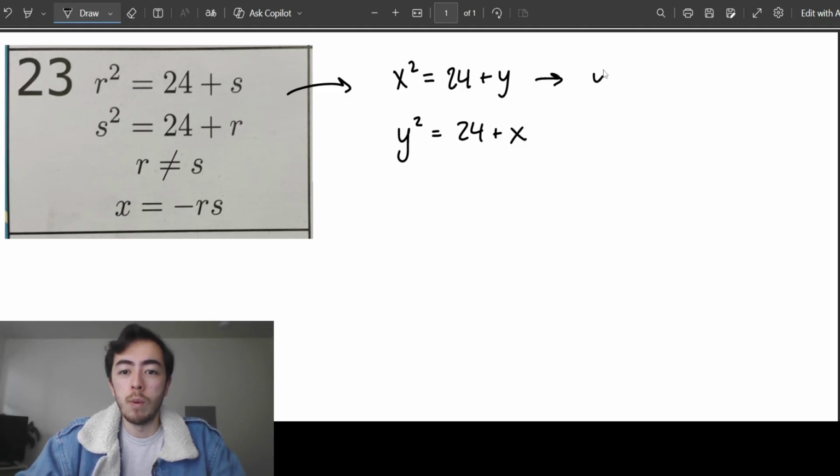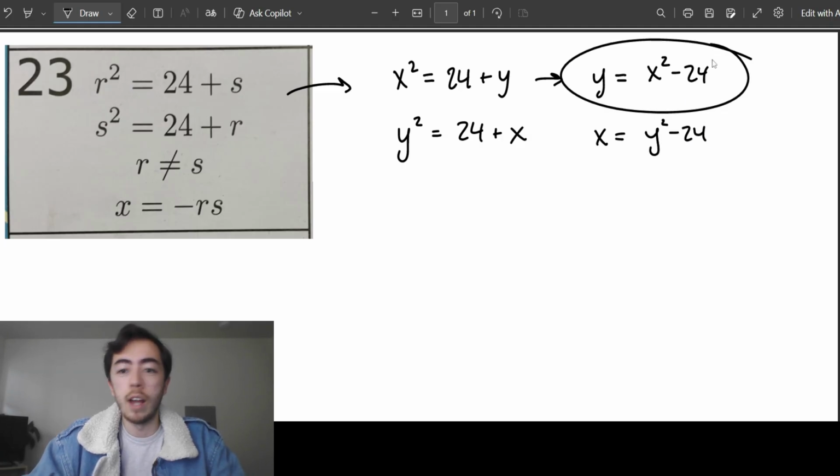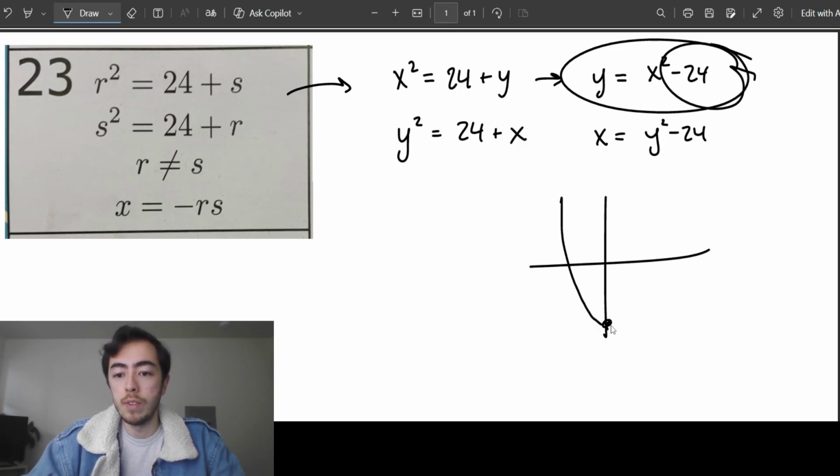Let's just isolate y. So that'd be y is equal to x squared minus 24. We could isolate x. This is x equals y squared minus 24. And here I can clearly see a parabola whose y-intercept is at negative 24.